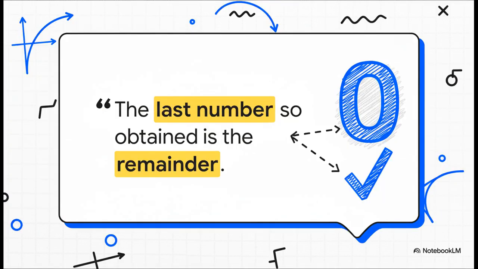And here it is, the magic moment. That very last number you write down at the end of the process. That's the remainder. And if that number is 0, you've done it. It is 100% confirmation that the number you were testing is a root of your polynomial. No guesswork, just a clean, fast answer.